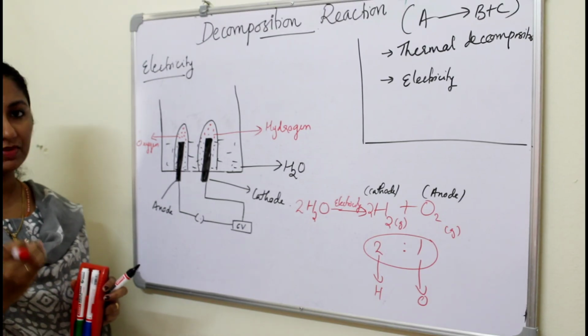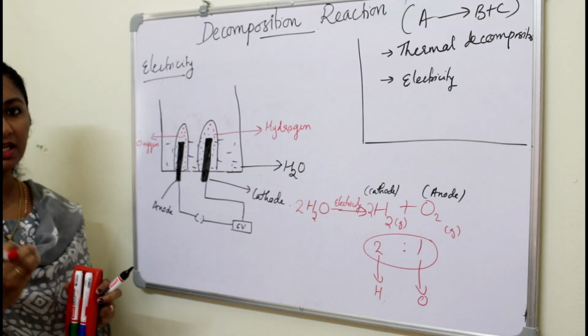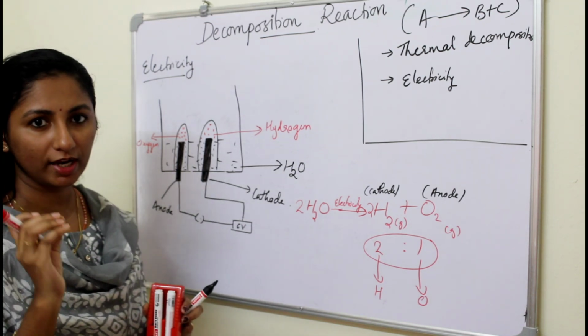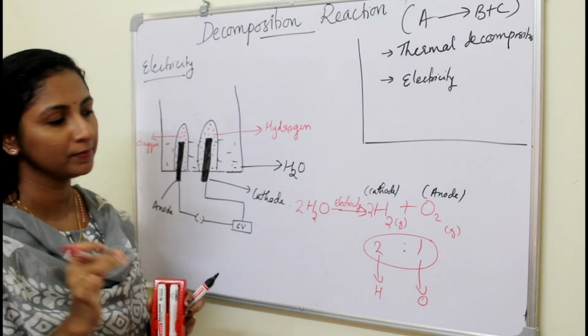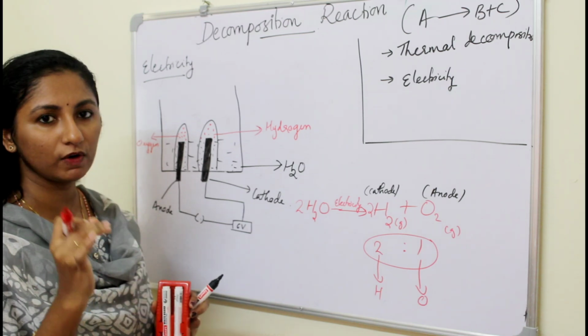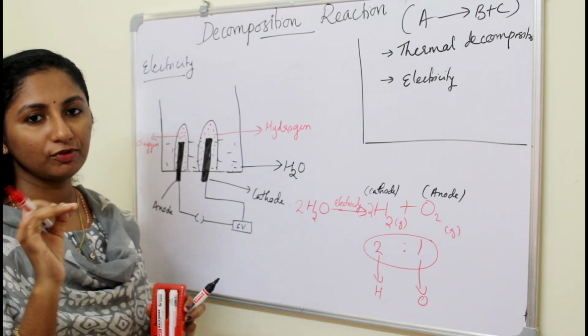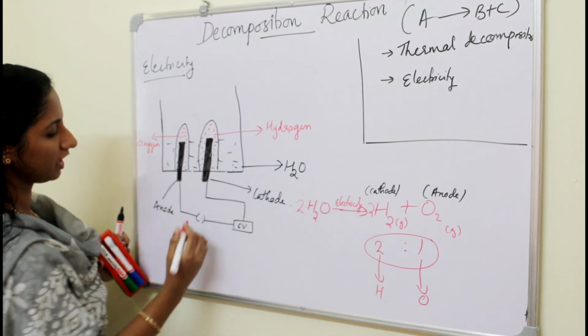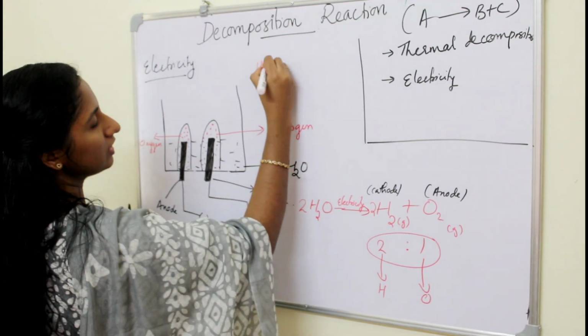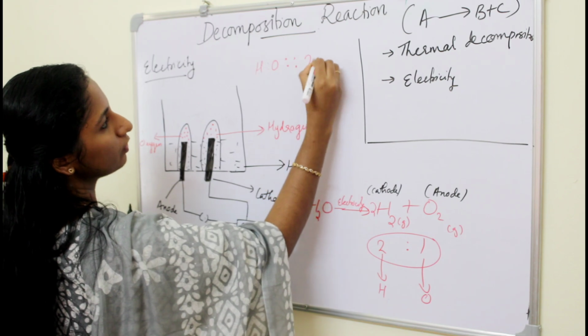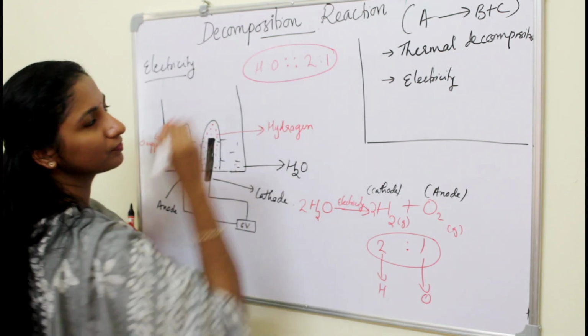So when we apply electricity to the water molecule, what is happening? We are getting hydrogen and oxygen gases from each electrode, from cathode and anode, right? And the ratio of this gas evolved is 2:1. 2 for hydrogen and 1 for oxygen. Okay, that is, we can write it like this: hydrogen is to oxygen is 2:1. This is the ratio.